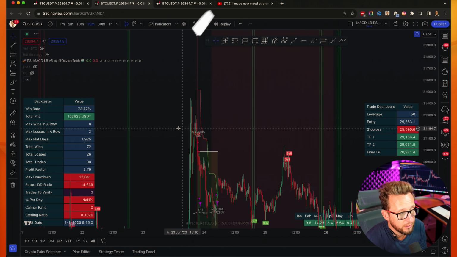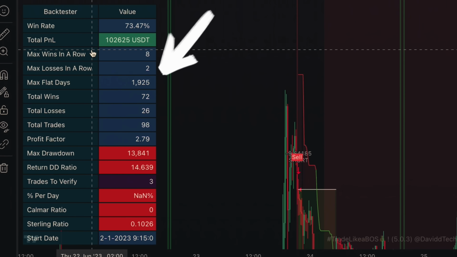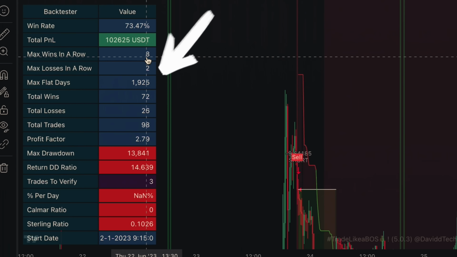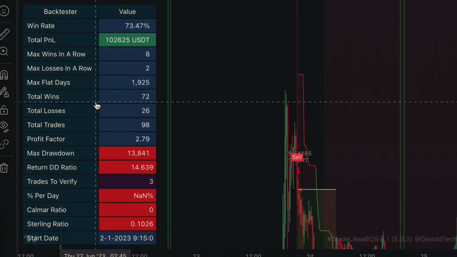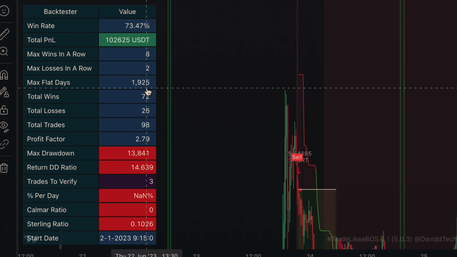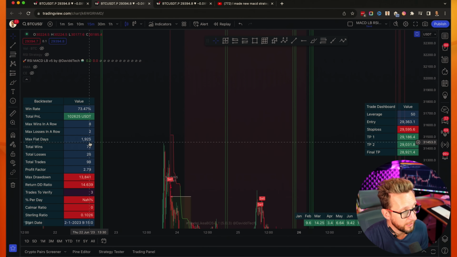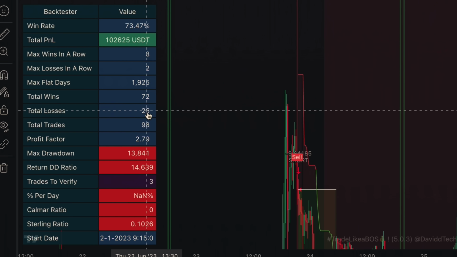As you can see by our table at the side, we have a 73% win rate with 8 maximum wins in a row. 2 losses. We had quite a few maximum flat days. That's actually flat candles and flat days, something I need to fix on my trading strategies, but I forgot completely. We have a total wins of 72, total losses of 26. We had a total of 98 trades and a profit factor of 2.79.